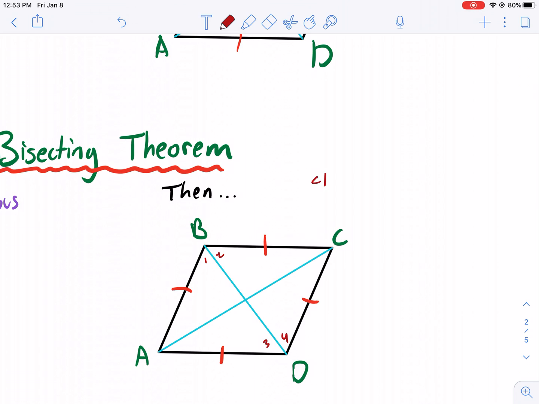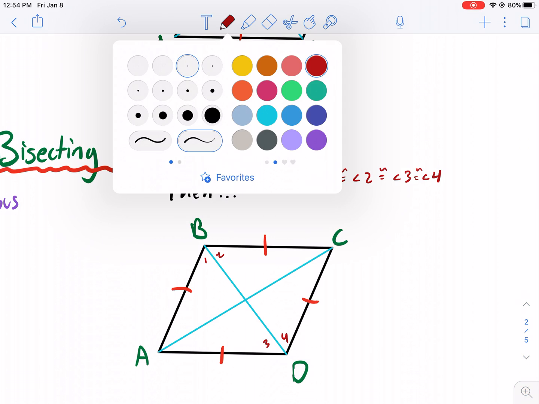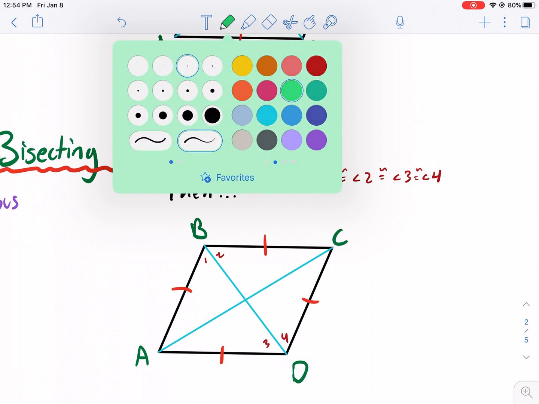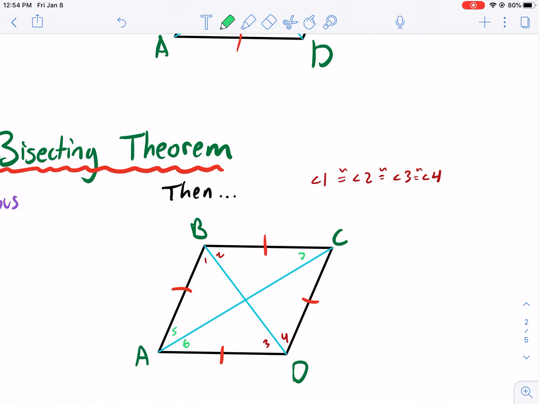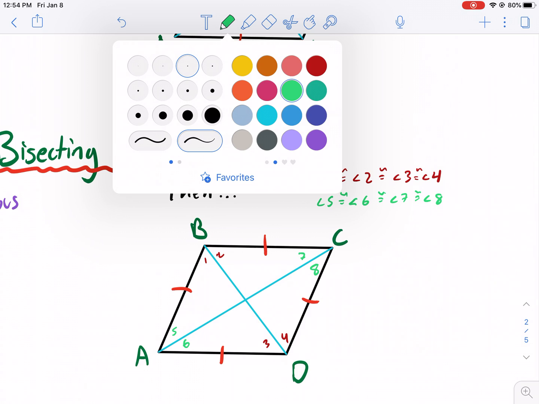So angle 1 is congruent to angle 2, is congruent to angle 3, is congruent to angle 4. And then we have more angles, 5, 6, 7, 8. So angle 5 is congruent to angle 6, is congruent to angle 7, is congruent to angle 8. Now, what's a way to say that more concisely?